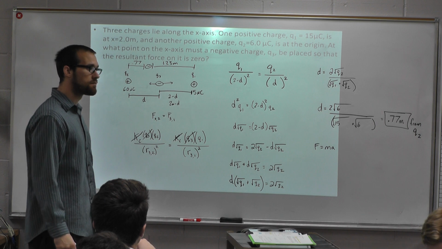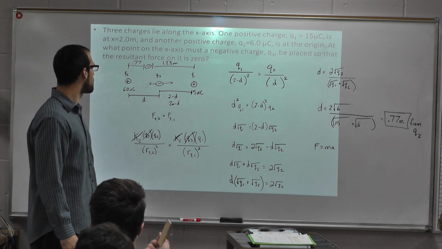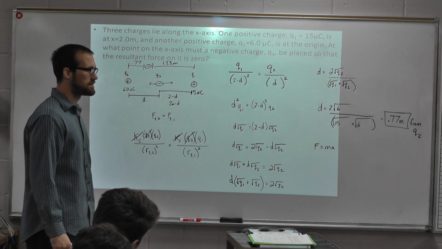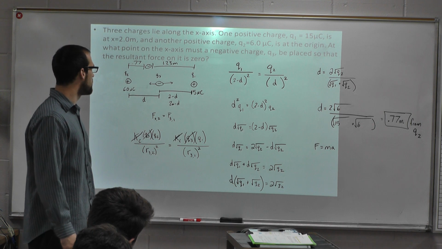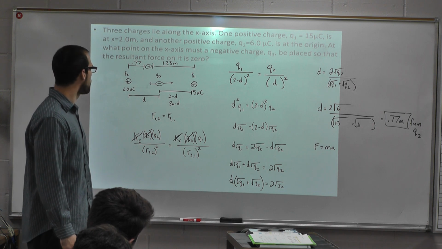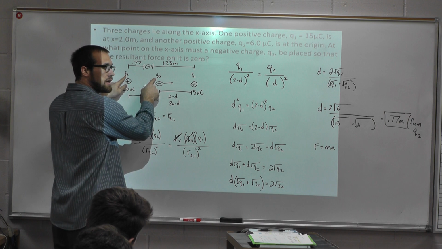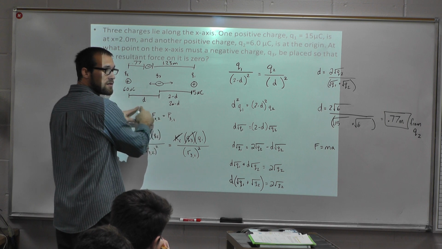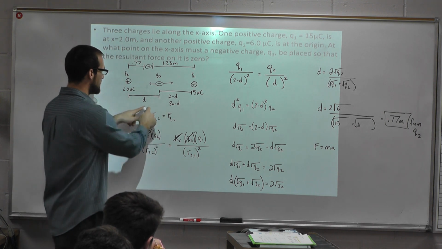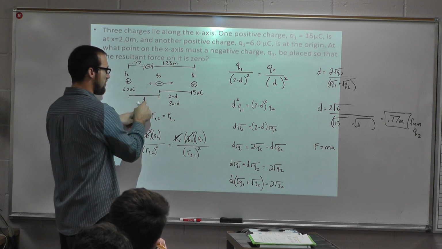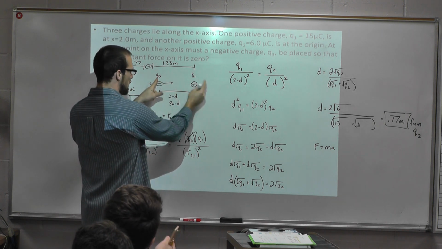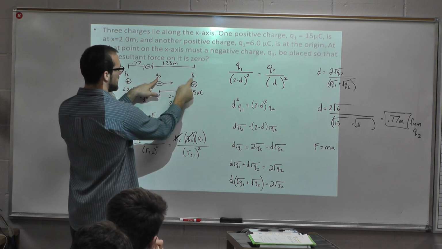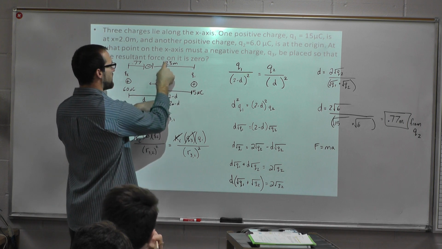Will it always be from the smaller number, like what we just solved for? Wait, isn't it from Q2 to Q3? What do you mean? You said 0.77. Yeah, that's the distance between Q2 and Q3. How do you know it's from Q2 to Q3? Because that's what we arbitrarily said this distance was. We said the distance between Q2 and Q3 was variable D. We said the distance between Q3 and Q1 was 2 minus D. So D was 0.77, so the distance between 3 and 1 was 2 minus 0.77, which gives you that.